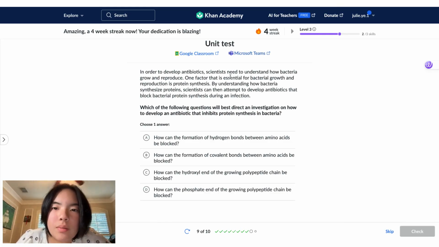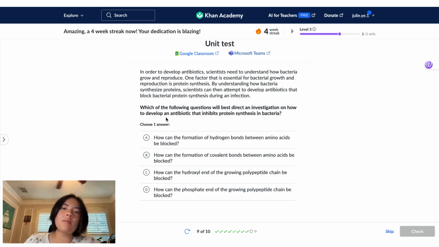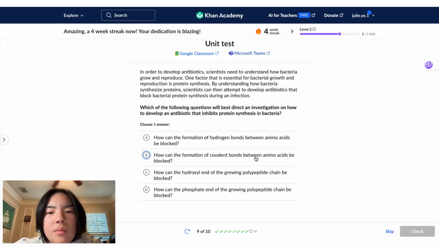In order to develop protein synthesis, which of the following questions best direct an investigation on how to develop an antibiotic that inhibits protein synthesis in bacteria? Hydrogen bonds, not really. Covalent bonds, probably this.